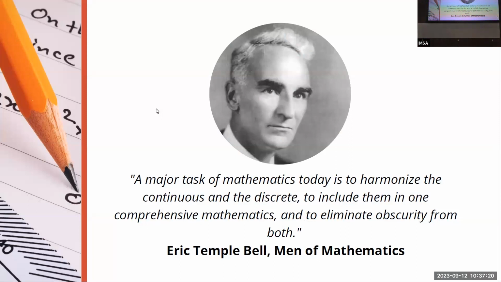Here we have this citation from Eric Temple Bell in his book Men of Mathematics, mentioning that at that time the major task of mathematics was to harmonize the continuous and the discrete. We know that many people work in continuous time and other people work in discrete time. The main idea was to think how to unify both theories in order to prove just one result and have a consequence for continuous and then for discrete.